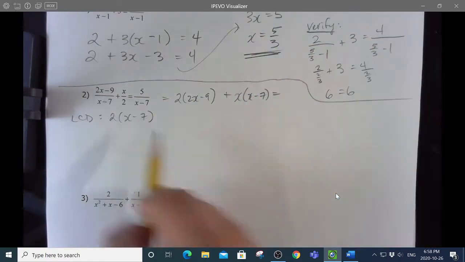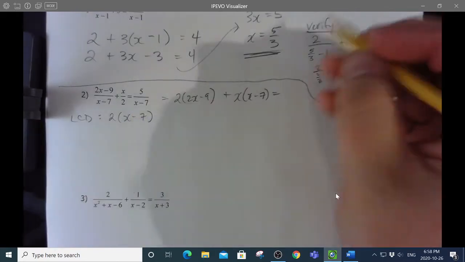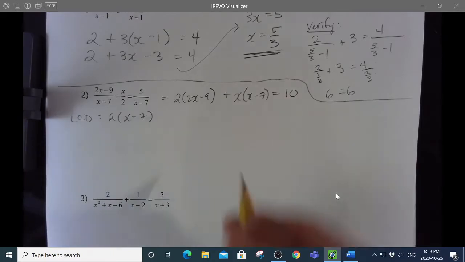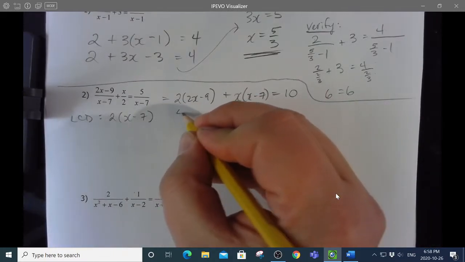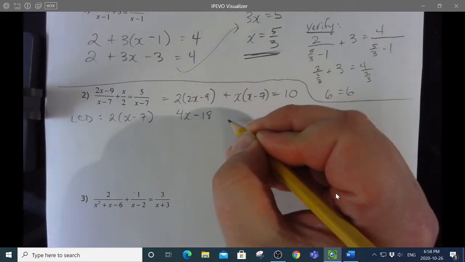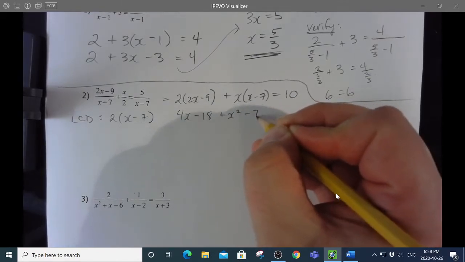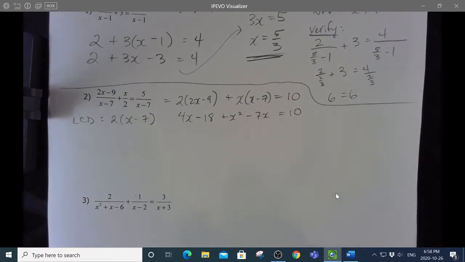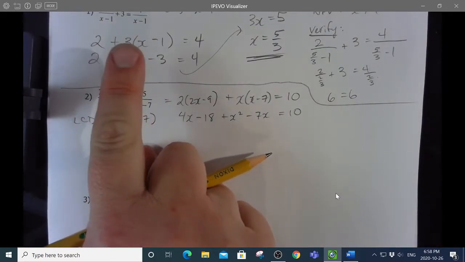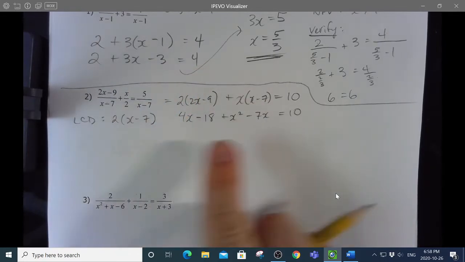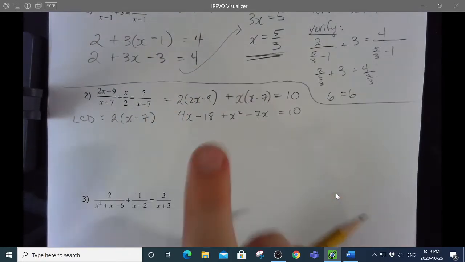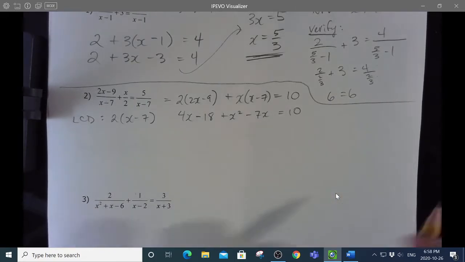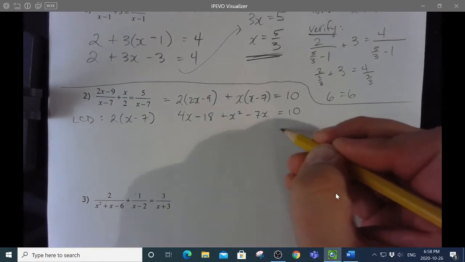And on the other side of the equation, the x minus 7's cancel, and I have 5 times 2. We're ready to simplify. So we're going to distribute all the brackets. 4x minus 18 plus x squared minus 7x is equal to 10. All right. Now, when I was solving for a linear, I always keep the x's on one side, the constants on the other. When you're solving for a quadratic, and we'll do a lot more of this later in the year, we actually move everything to one side and collect like terms, and you leave 0 on the other side.